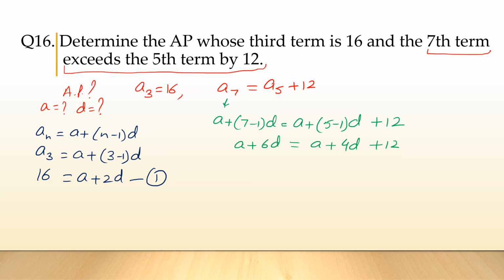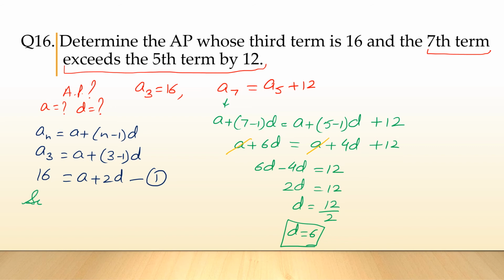So if you want to cancel a, you can directly cancel a, or you can take a to the left hand side, you can solve it further. So 6d minus 4d equal to 12. So we have 2d equal to 12. So therefore d equal to 12 by 2. So it implies d equal to 6. Now if we put this value of d in the first equation, we will get a.